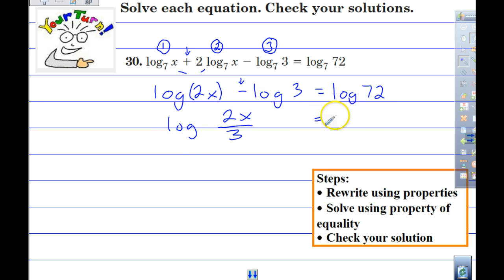So work from left to right. 2x over 3 equals 72, and we can solve. Oh, there's a 2 there? Oh. Yeah. So there is a 2 there. I gotta stand closer. So that's x. Back that up a little bit.